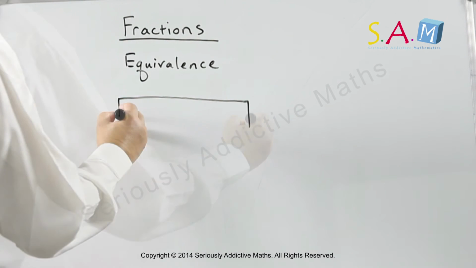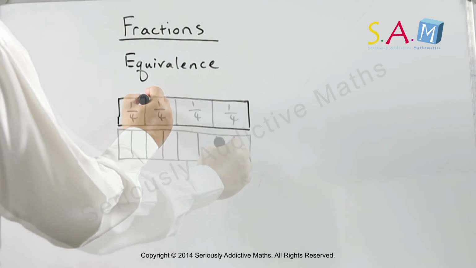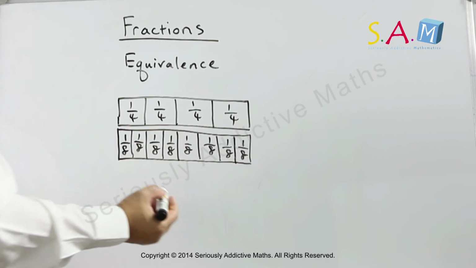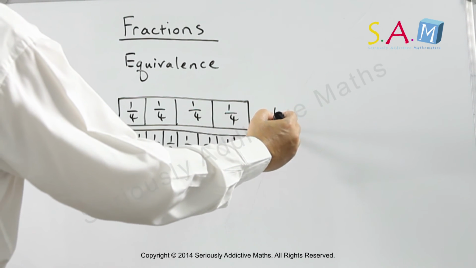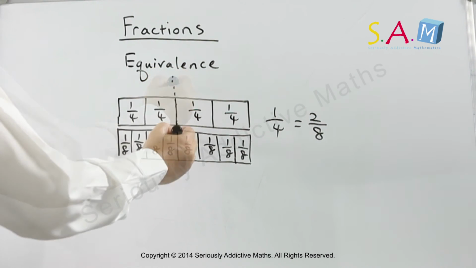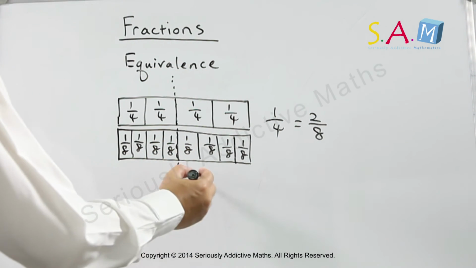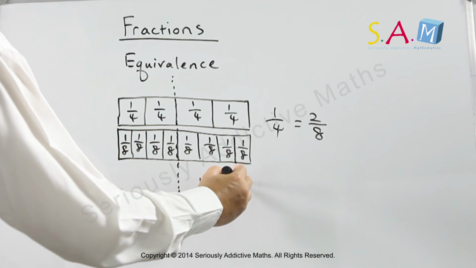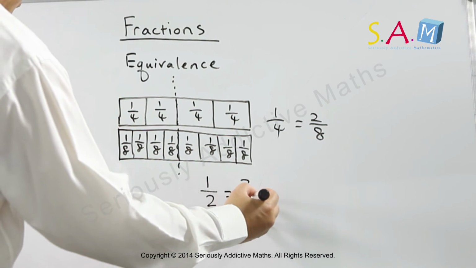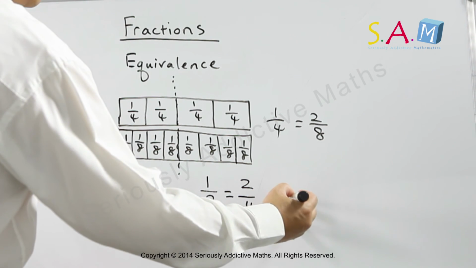We have shown that we can divide into 4 parts. So we have 1 out of 8 here, 1 out of 8, 1 out of 8 here. You can see that 1 out of 4 is the same as 2 out of 8. We can also show that this half is the same as 2 out of 4, which is the same as 4 out of 8.